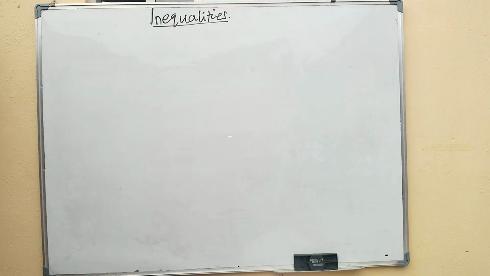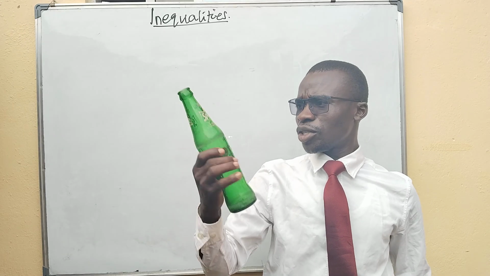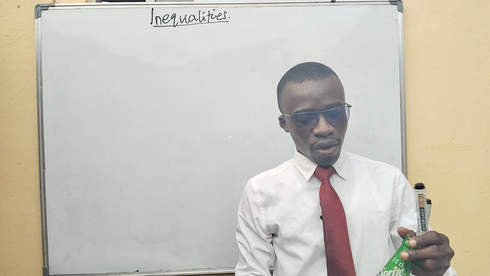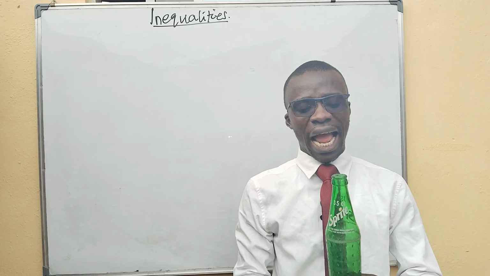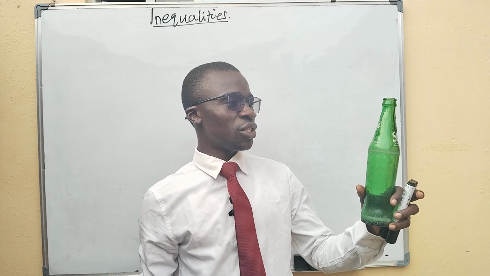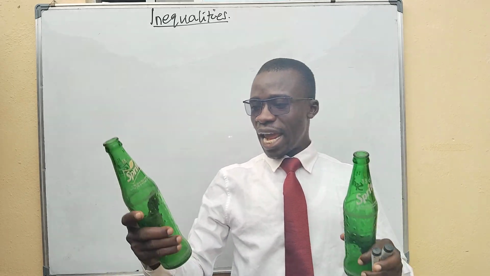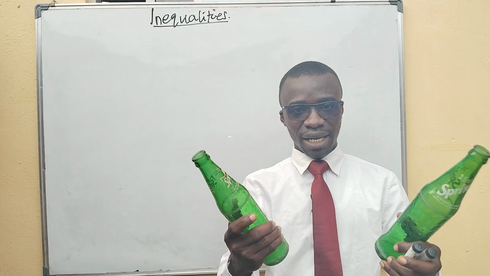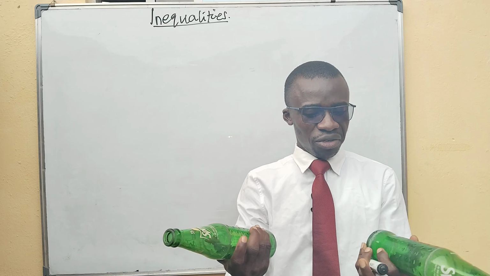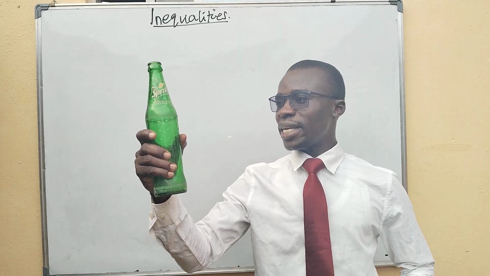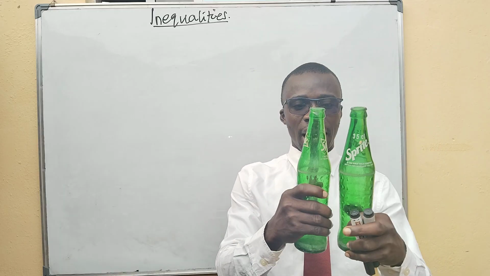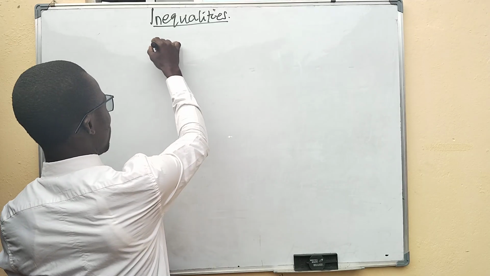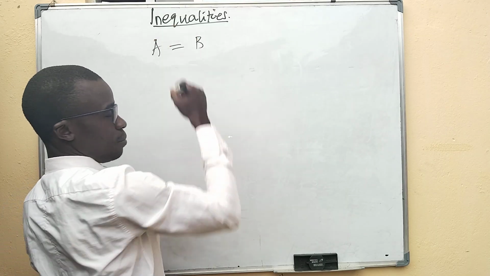Now, take for instance, I have this. This is a bottle of Sprite and it is measured 35 cl. When I bring this bottle of Sprite and another bottle of Sprite that is also measured 35 cl, when I compare the two, what do you think? They're equal. Yeah, they're equal. So I can say a bottle of Sprite A and a bottle of Sprite B are equal. So when you want to show this comparison, you can say A is equal to B.